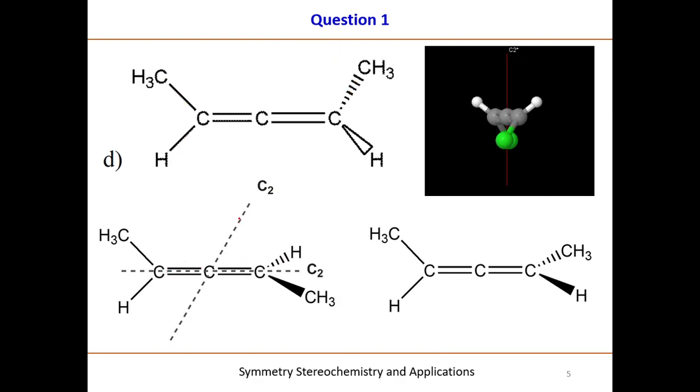You can see here the C2 axis is present if we pass through here, but this C2 is not present. You can cross check this one. Okay. Now next question.